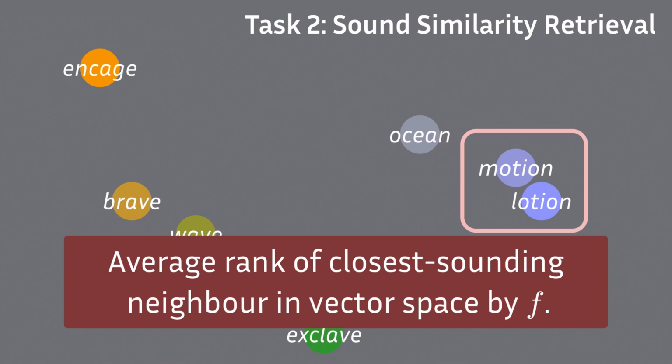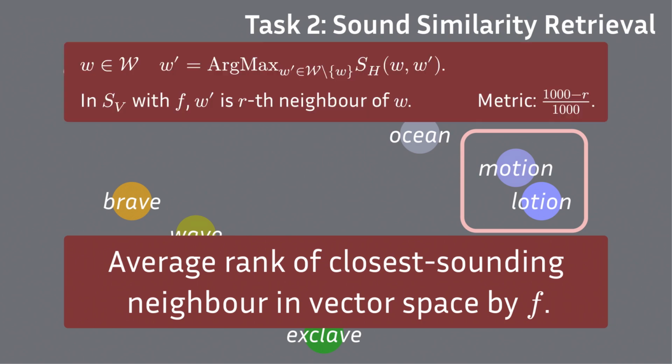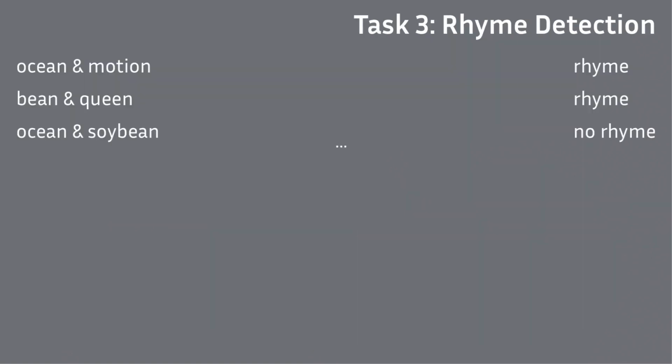From the articulatory feature distance, we know a priori that the closest neighbor to motion is lotion. So we then look into the embedding space and check how far it is from the anchor motion. Mathematically, this corresponds to computing the average rank, which we normalize to span from 0% to 100%. The third task is a bit more practical.